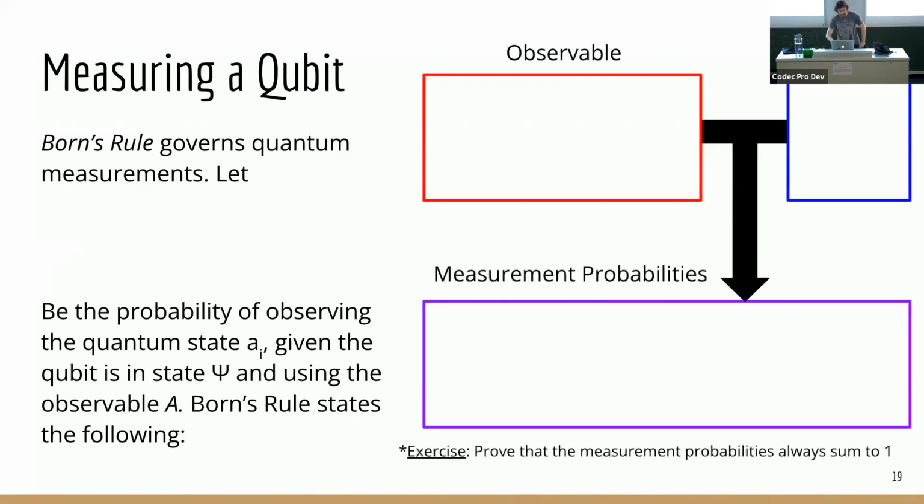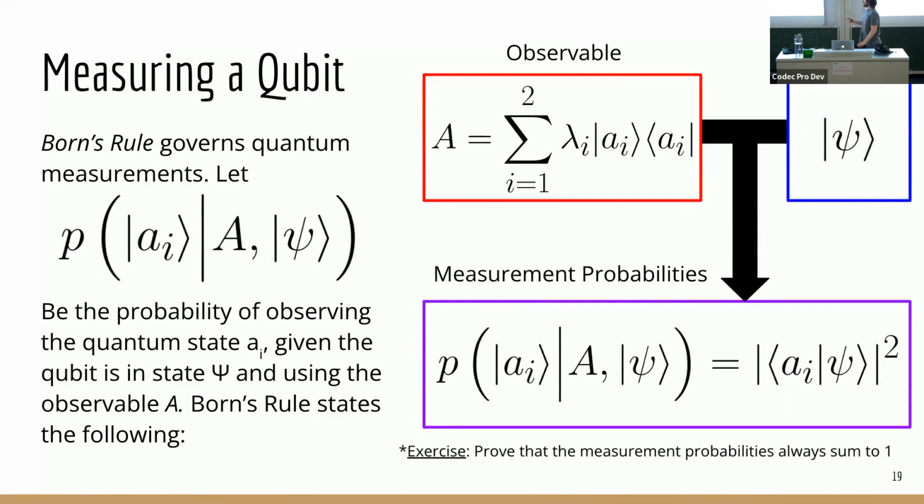And Born's rule states the following. Given these two elements, the observable and the qubit state, the probability that we collapse down into the state a_i is equal to the inner product of a_i with our qubit psi, modulus squared. And it might not be obvious looking at this rule. However, I leave it as an exercise to you to prove that the measurement probabilities across all of the possible states that we can collapse down to will always sum to 1.